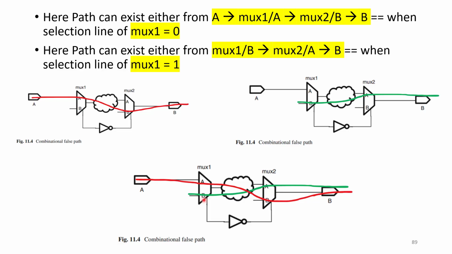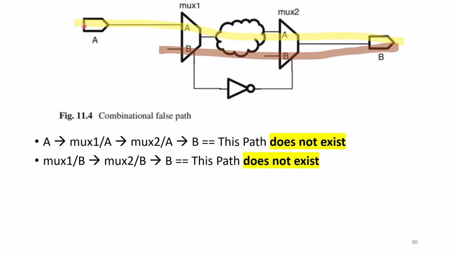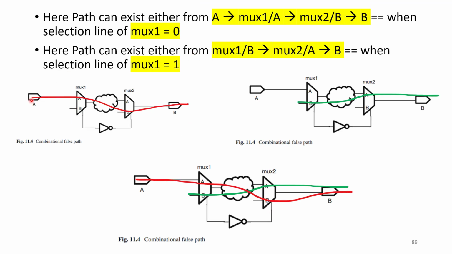Now let us see what the false paths are. There won't be any path from A going through the A pin to the output, and there won't be a path from the B pin of mux1 going through the combo logic and again through mux2 B to the output. These are the two paths that won't exist. Why? Because whenever the selection line is equal to 0, as we have seen, this red colored path exists.